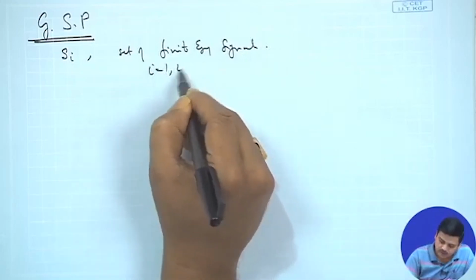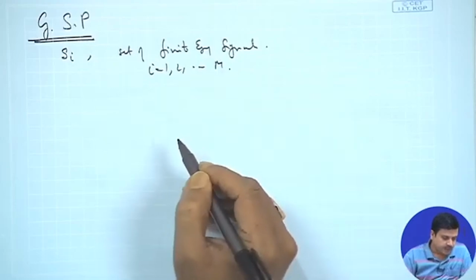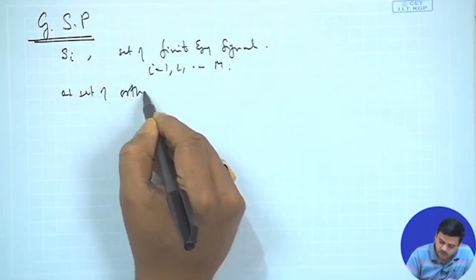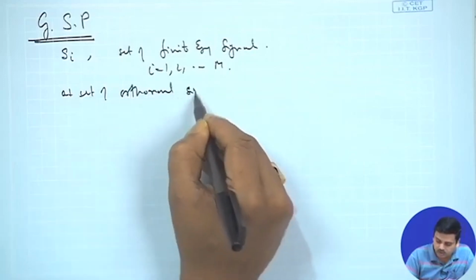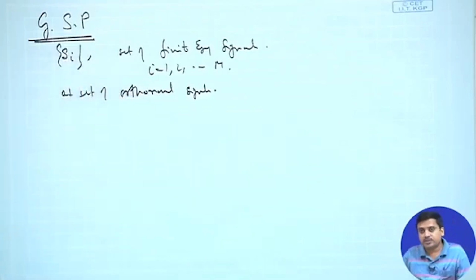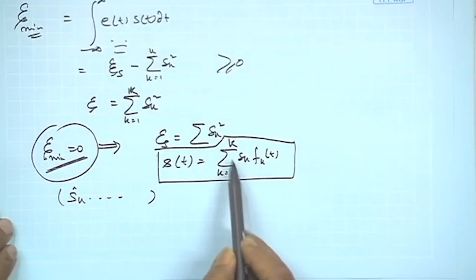for i equals 1 up to capital M, and we wish to construct a set of orthonormal signals from this set. Now, why do we want to do this? That means you are given a whole bunch of signals, and you would like to construct the basis set from this, so that any signal in that signal space could be represented in terms of the basis functions in this form, where you have these coefficients.